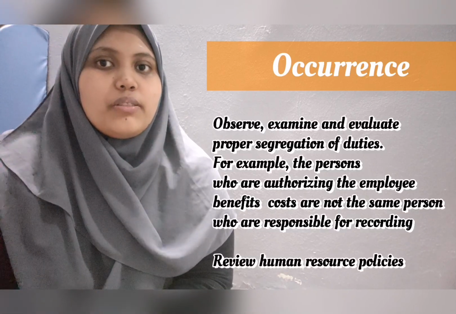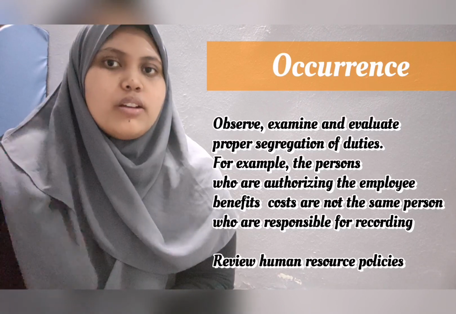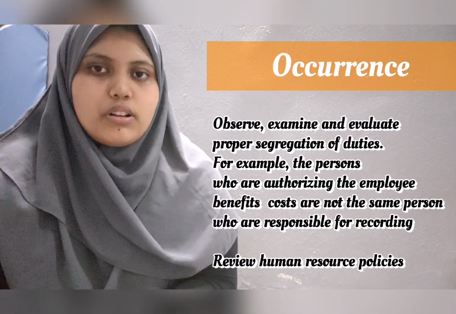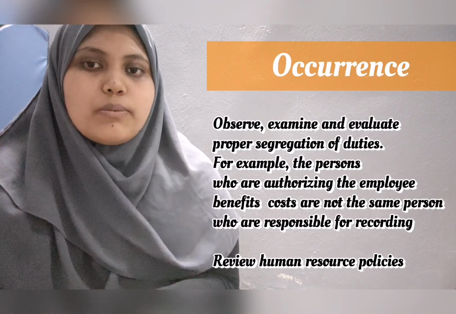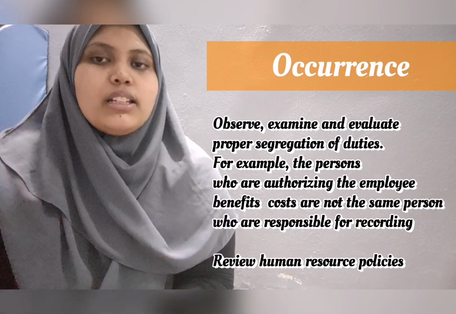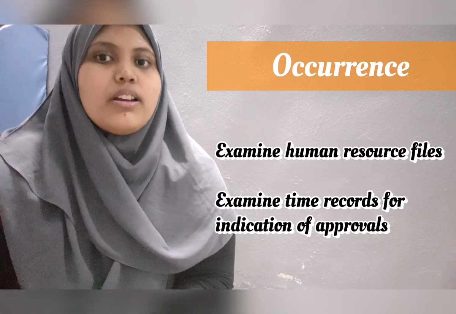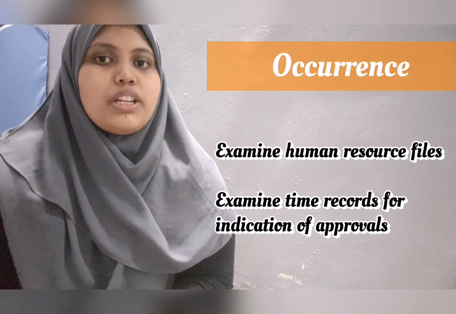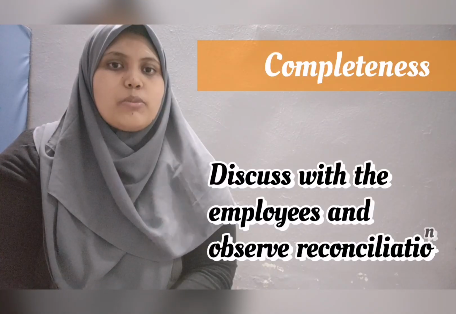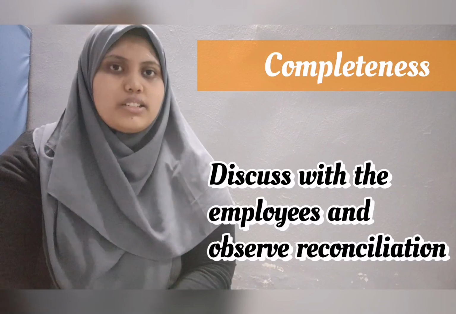First is the occurrence assertion, and the test of control is first to observe, examine and evaluate the proper segregation of duties. For example, the person who is responsible for authorizing the employee benefit cost is not the same person who is responsible for recording. Second is to review the human resource policy. Third is to examine the human resource file. And fourth is to examine the time record for indication of approval. And for the completeness assertion, the test of control is to discuss with the employees and observe the reconciliations.